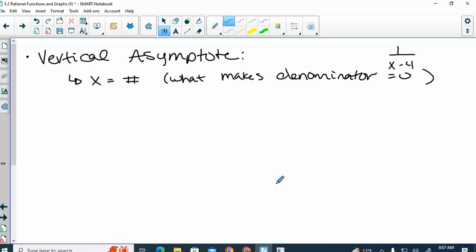You can have multiple vertical asymptotes. I think the very last question on the Math Excel gave you a graph, and you saw it had 2 vertical asymptotes. So it could be more than one. All right, so then the horizontal and oblique asymptotes.